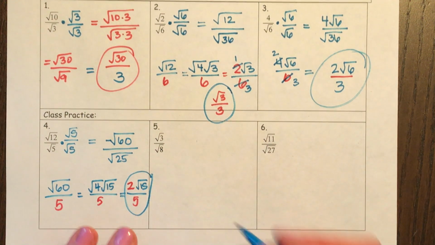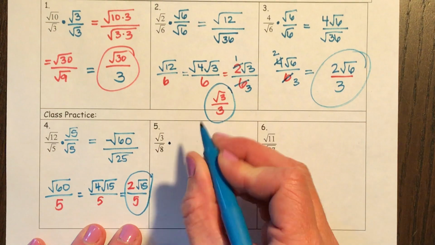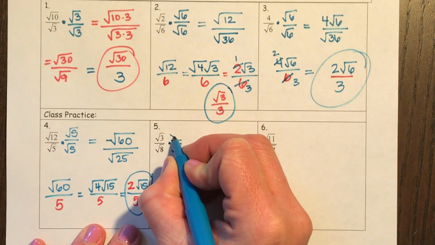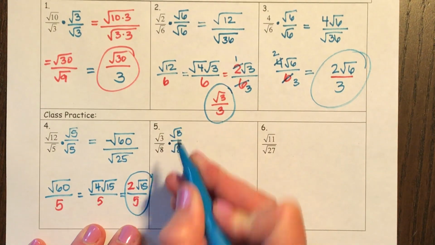Now, again, number 5, multiply by whatever the radical is that you have in the bottom of your fraction times the top and the bottom.